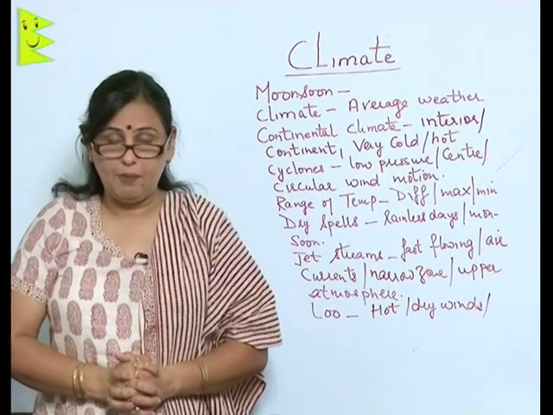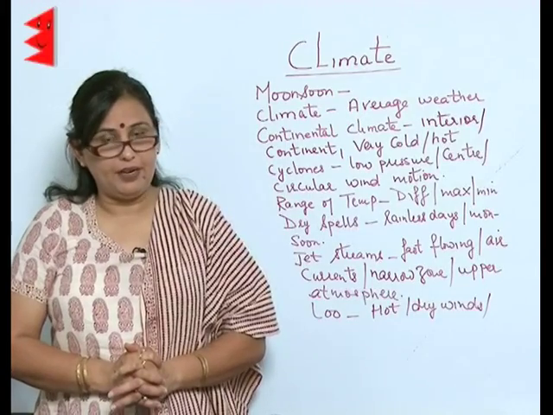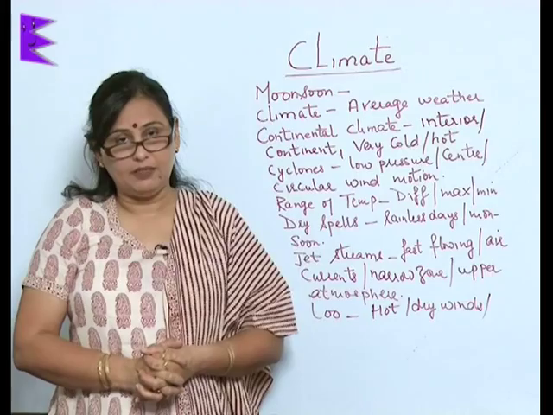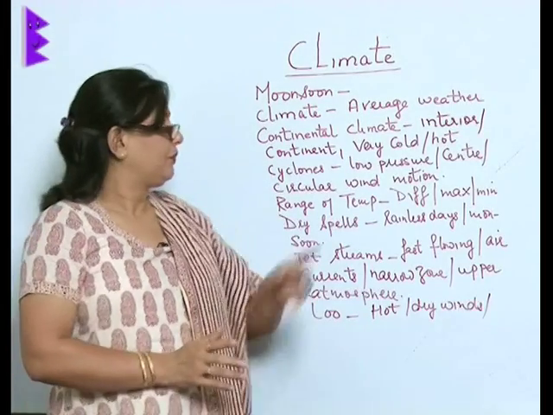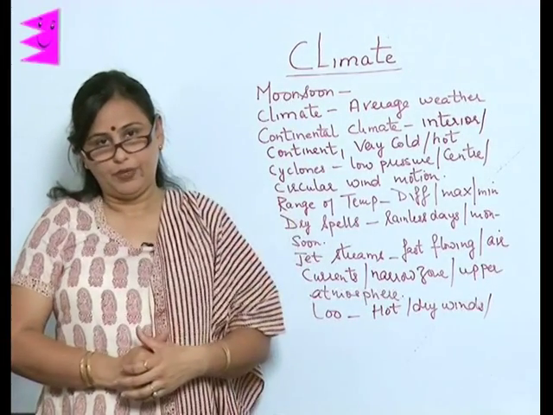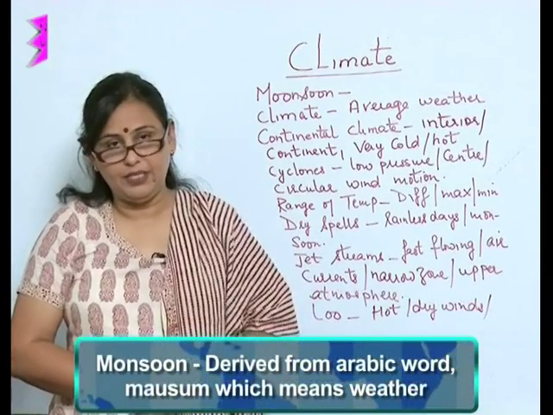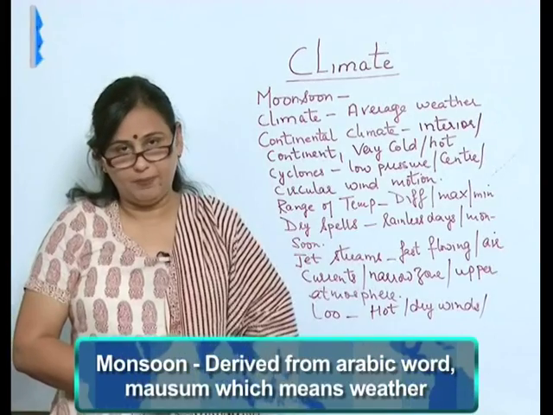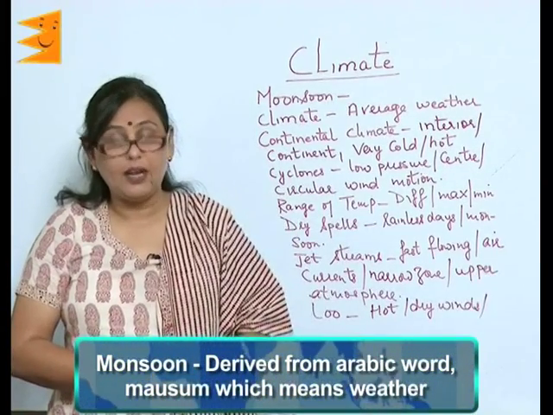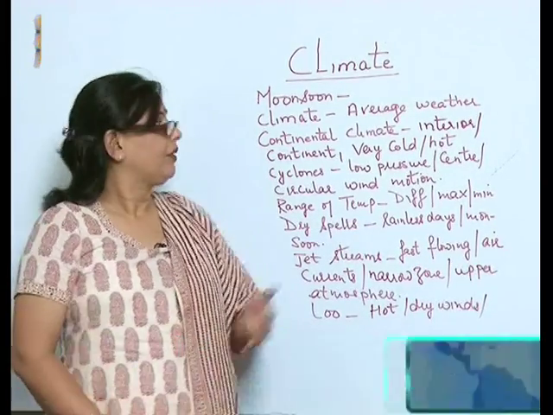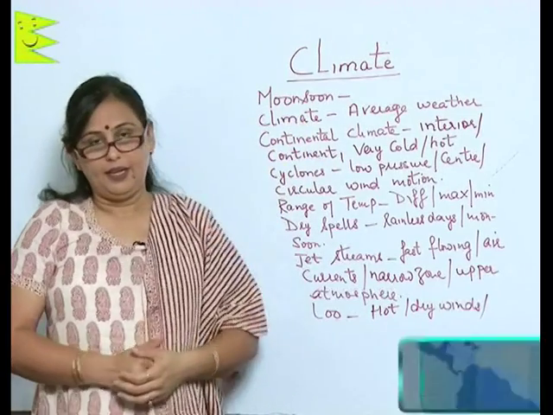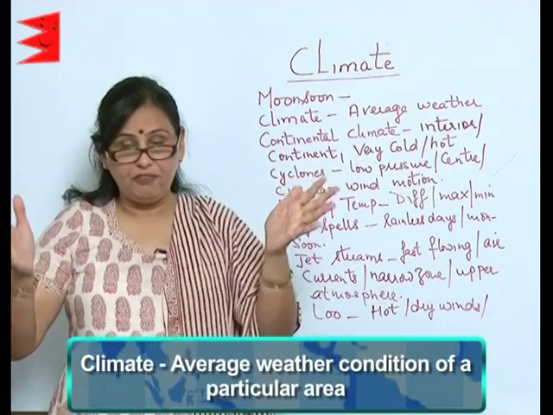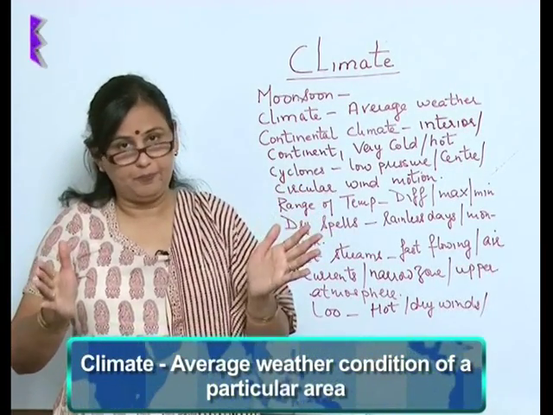So, let us see about the chapter climate, but before that let us know about various terms and new words. Monsoon. The word monsoon has been derived from an Arabic word called Mausam, which means climate, weather. Next, climate. Climate is the average weather condition of a particular area.